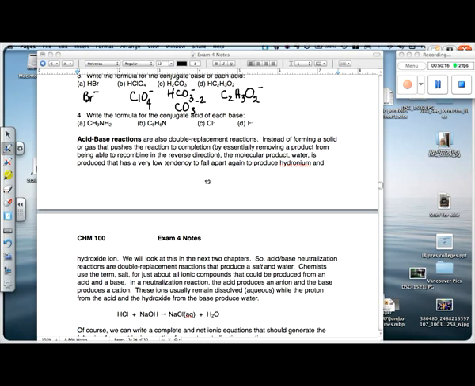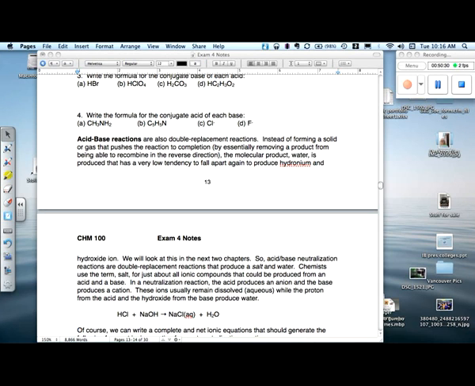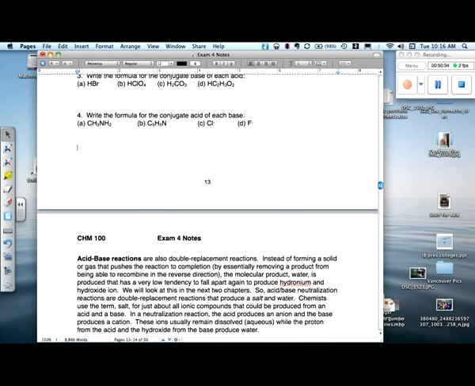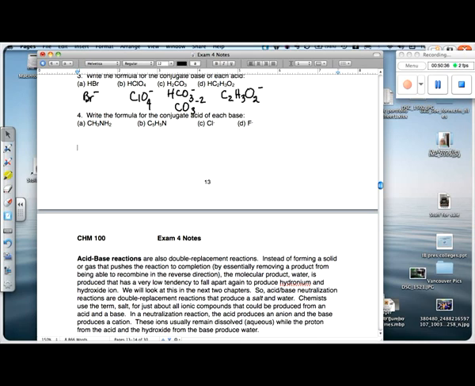And now, conversely, we are going to write the formulas for the conjugate acids of each of these bases. I need to create some room here, so I am going to scroll, giving you some warning. Okay. Hold on. I might be able to bring it back, as long as I don't scroll where I change the position of what I've written.